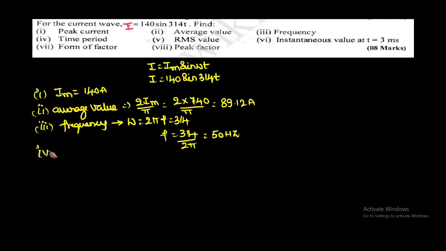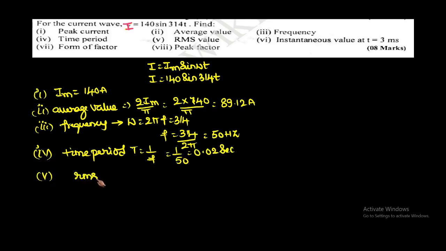And see the fourth question, time period. Time period is inversely proportional to frequency, you already know. T is equals to 1 by f, that is 1 by 50, that will be 0.02 seconds. That is the time period. RMS value. So for RMS value, we have the formula: IRMS is equals to Im by root 2, 140 divided by root 2, that will be 98.99 amperes. That is the RMS value.